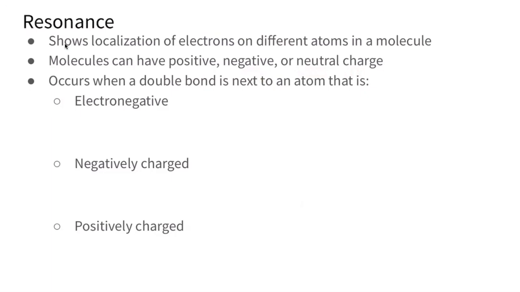Resonance generally occurs when you have a double bond next to an atom in these three different circumstances, and I will be giving examples. So let's start with if we have a double bond next to an atom that's electronegative.